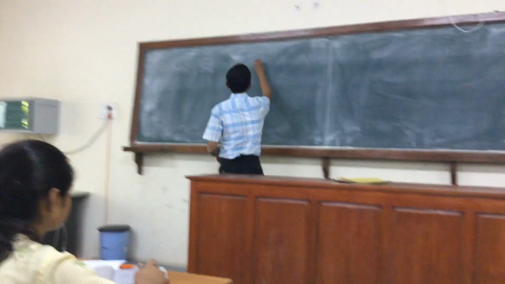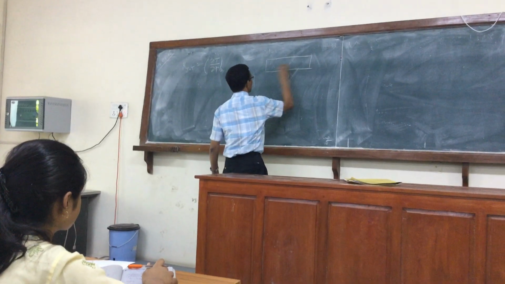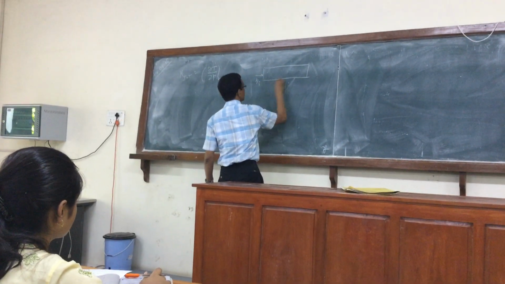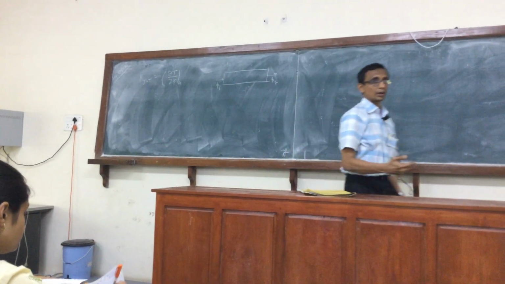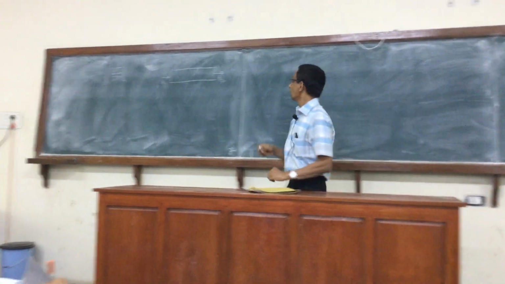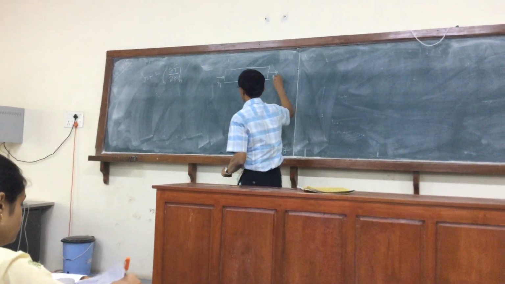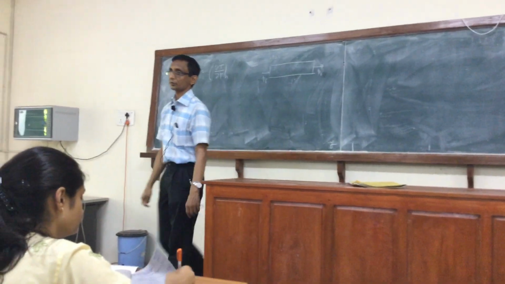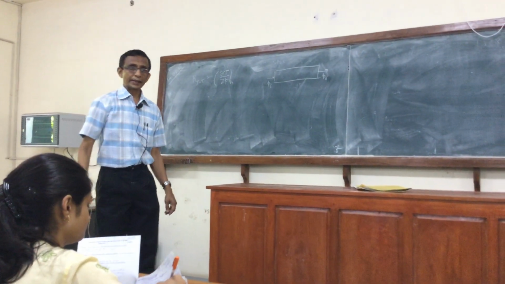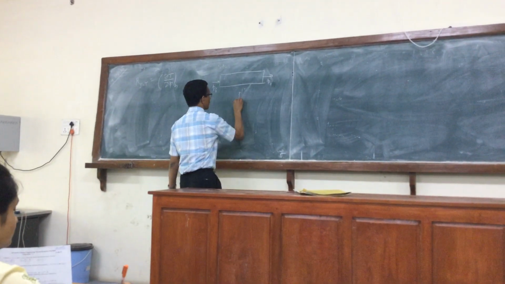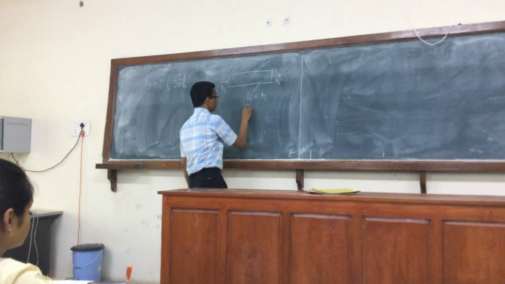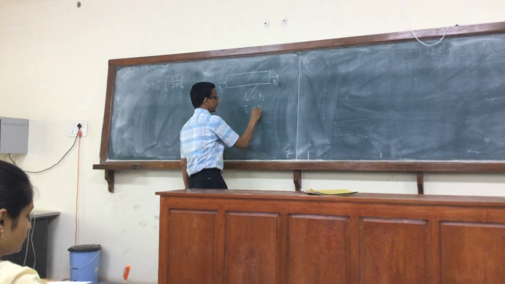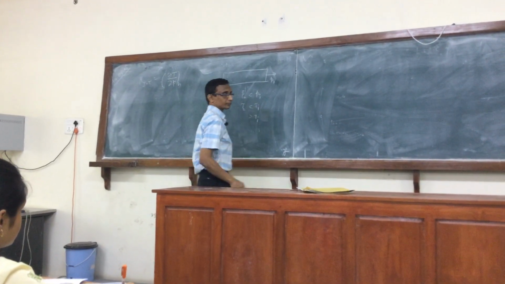Throttling process. So this involves an expansion. So I have a fluid coming in at pressure Pi, the initial or inlet pressure, and P naught is the outlet pressure. Since it's an expansion process, P naught is less than Pi. So the question is, what about T naught? Less than Ti or greater than Ti?